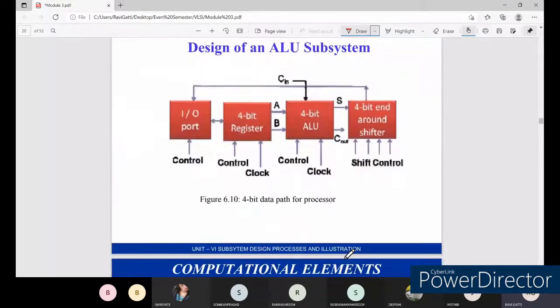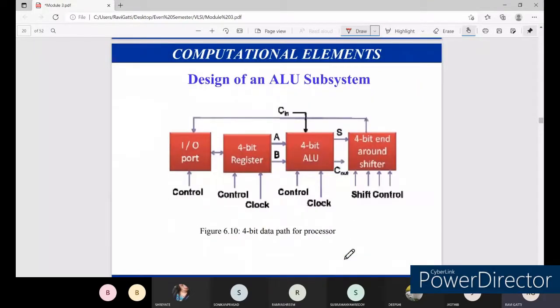The next important computational element we are studying is the design of a 4-bit ALU. In the design of the 4-bit ALU, the important things you need to consider have been depicted in the diagram. So I request all the students to make a note of this diagram.